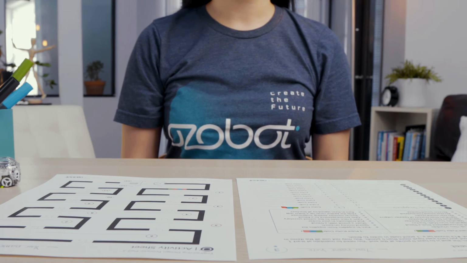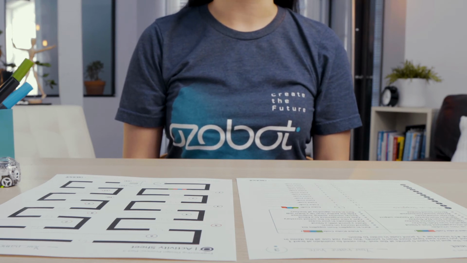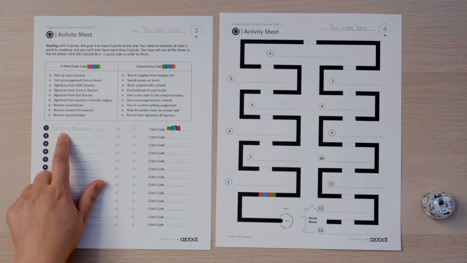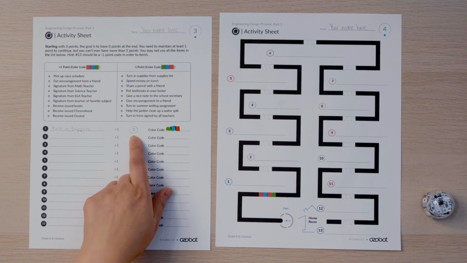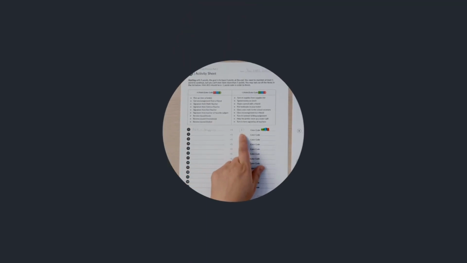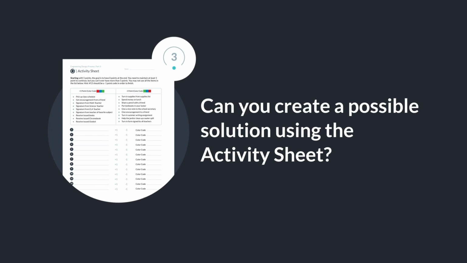For example, on my Lesson 3 activity sheet, I will begin by turning in my supplies from my supply list. I've written that on the line next to number 1. That is in the point-1 side of the list of activities, so I will circle -1 and put the point-1 code, which is green, blue, red, on the last line labeled color code. Can you create a possible solution using the activity sheet?